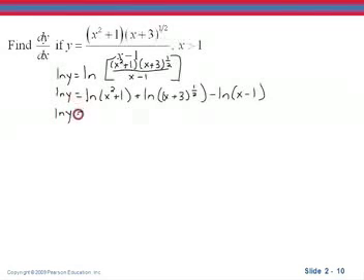Now one other rule we can apply here is the power rule, and that will give us the natural log of x squared plus 1 plus, and with the power rule we can bring the 1/2 out as a coefficient, 1/2 natural log of x plus 3.